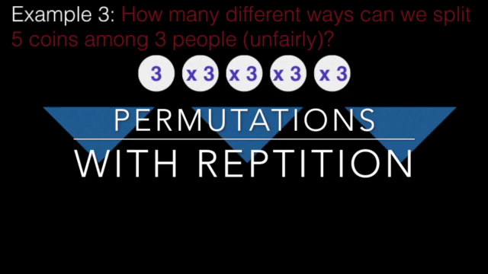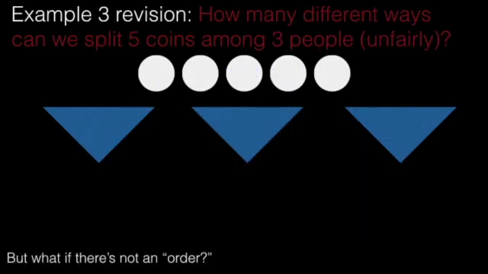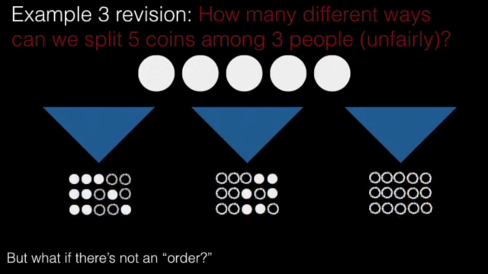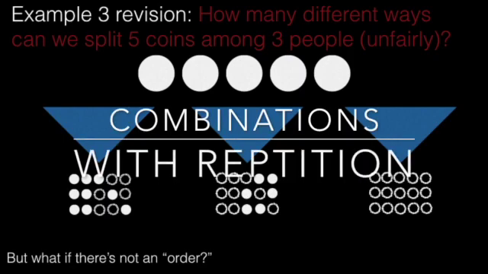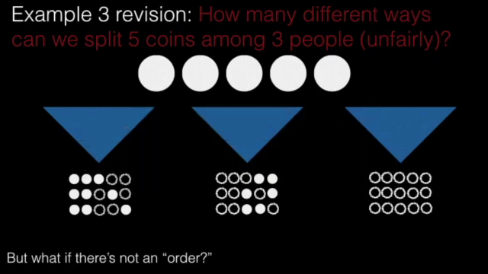Now that's if the order that we're giving the coins out matters. What if there's not an order? What if I don't care who gets the first and who gets the third? I only care for totals. In other words, what if all of these situations are the same? First guy ending up with 3 coins, second guy ending up with 2 coins, third guy ending up with no coins. All of those situations are the same.